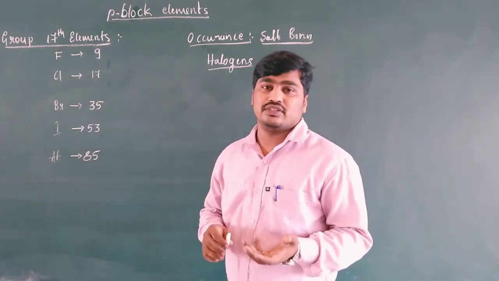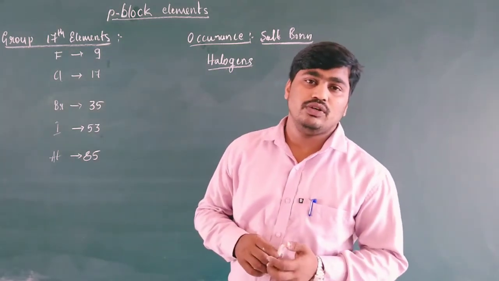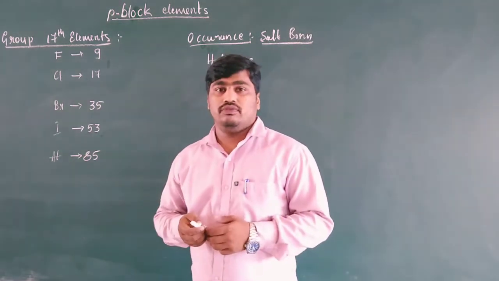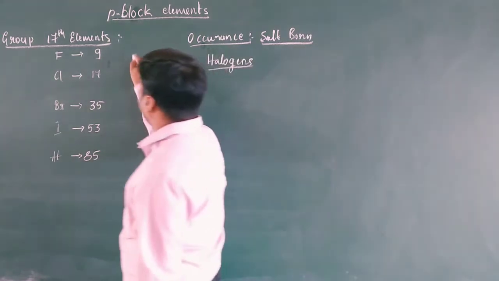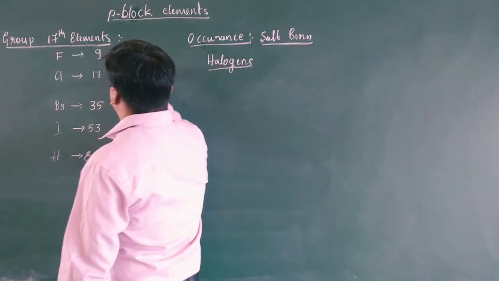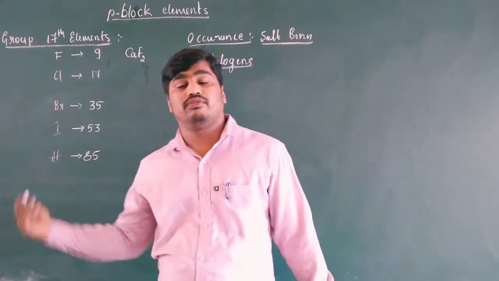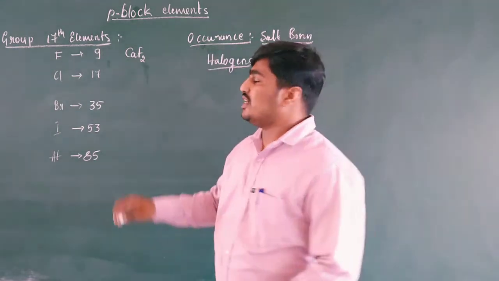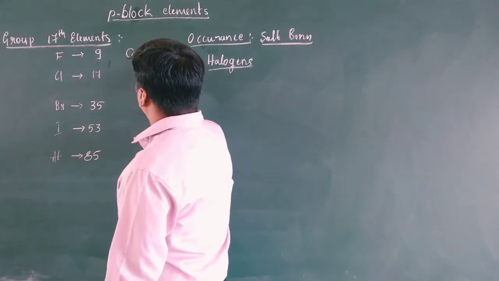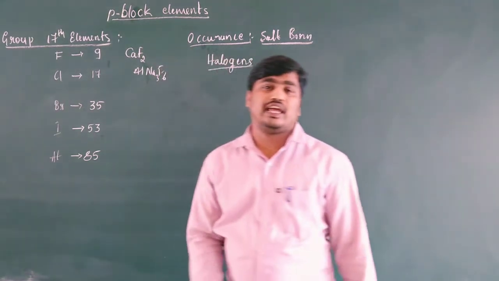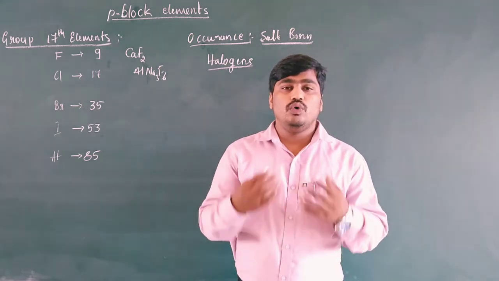Fluorine exists as fluorides, apatites and cryolites. Fluorides are mainly calcium fluoride, CaF2. In the case of cryolite, it is aluminum sodium fluoride, which exists in the form of Na3AlF6. This is known as cryolite.